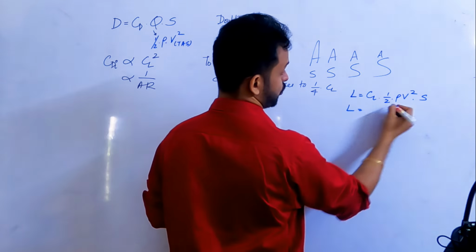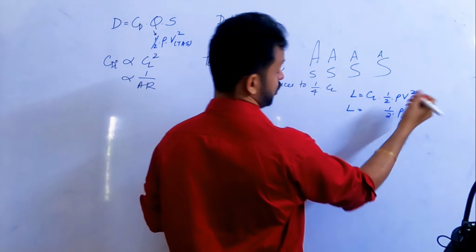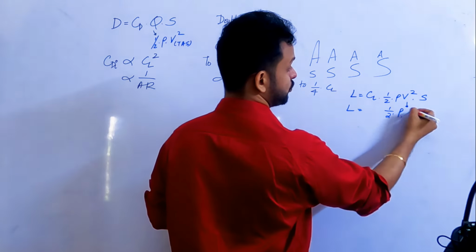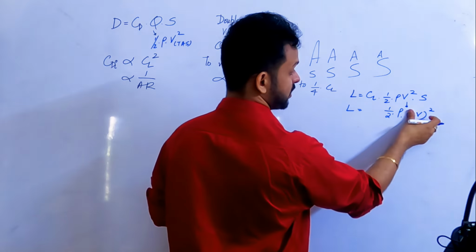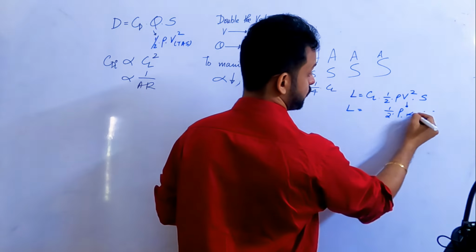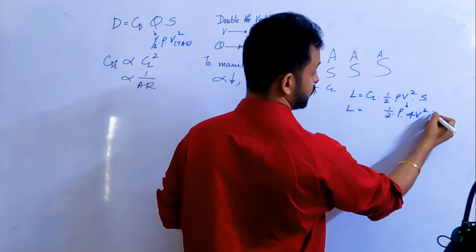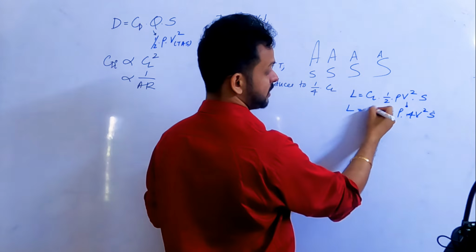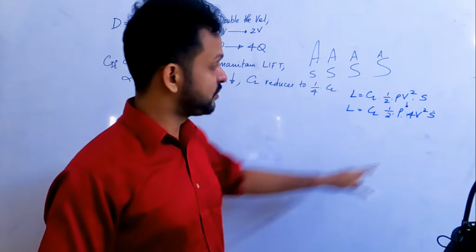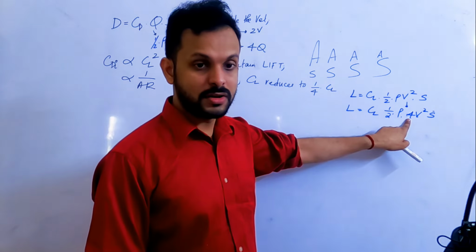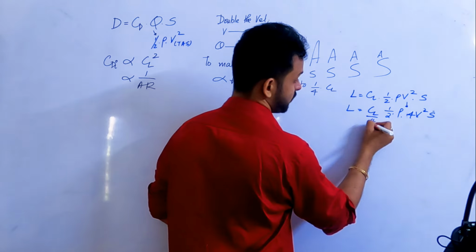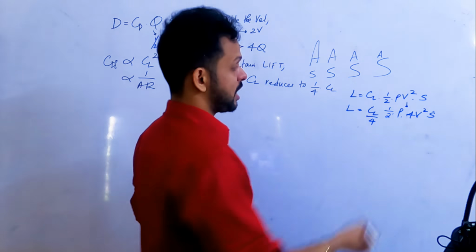So what happened to rho here? Half rho is unchanged. What happened to V? We have doubled the V, so V becomes 2V square, that is 4V square. If I don't do anything about it, you can see lift has now increased by 4 times. So to bring the lift back to the normal value, we have to reduce the coefficient of lift by 4. And how is this possible?